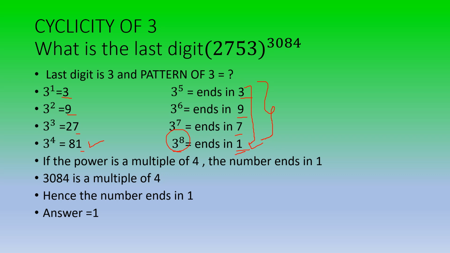Now you see your present question's power. This is 3084. You just check: 3084 is a multiple of 4. Yes, it is. Consider the last two digits: 84 is very well a multiple of 4. Therefore, because 3 power 4, or 3 to any power that is a multiple of 4, ends in 1, your given number, this huge number given to you in the question, will end in 1. So your answer is 1.